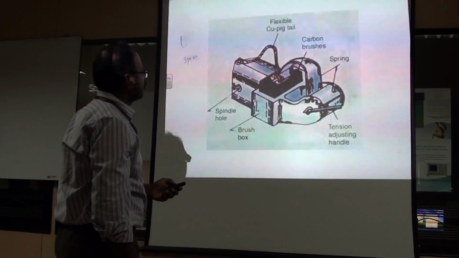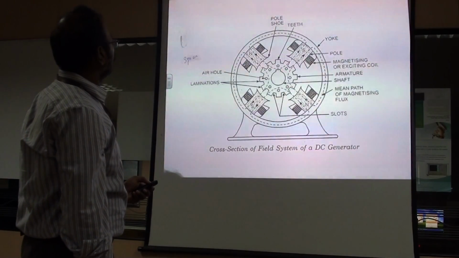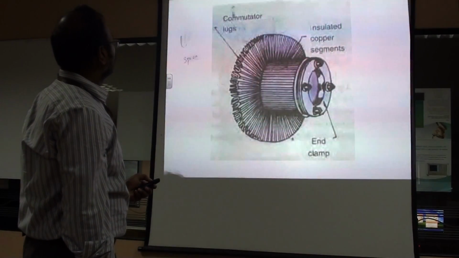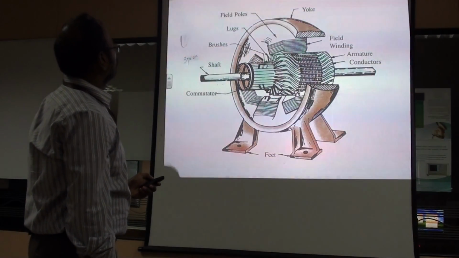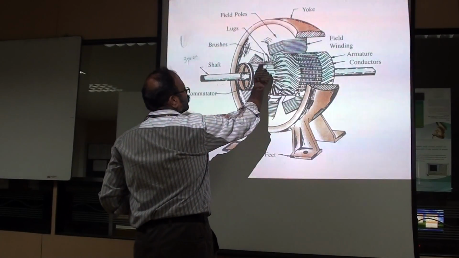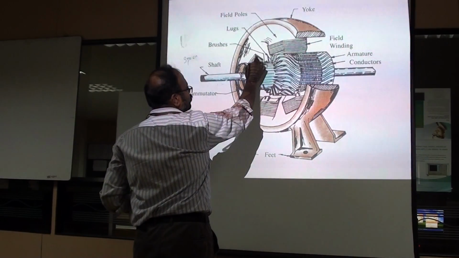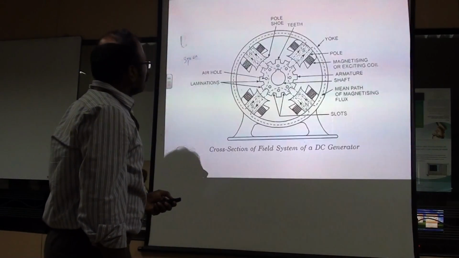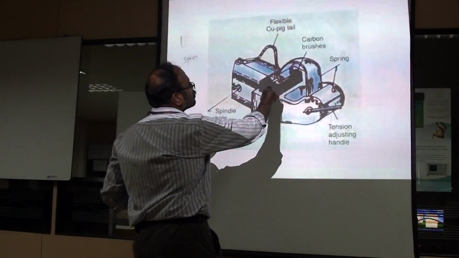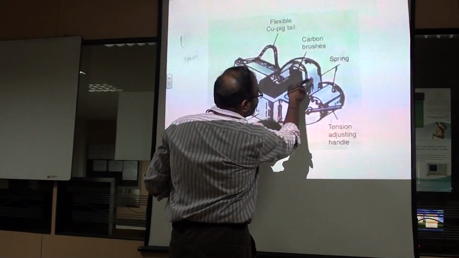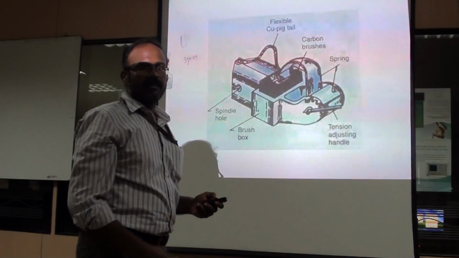So in this diagram we saw only the brushes. The brush box is not shown here. Actually the brush will be held in this position with the help of the brush box. So this is the brush box, and this is the spring, so as to make the brush move to and fro, to avoid any wear and tear.